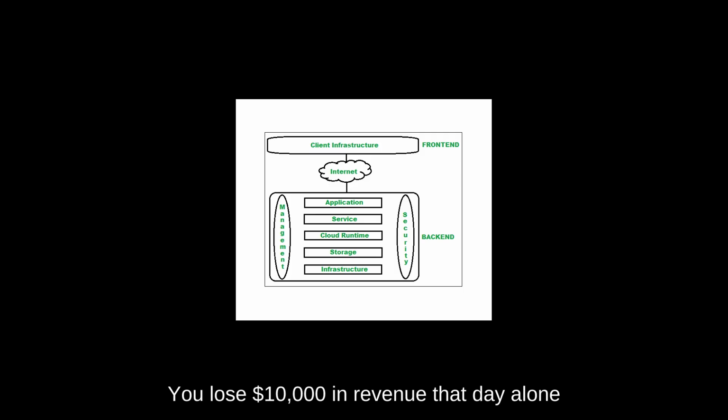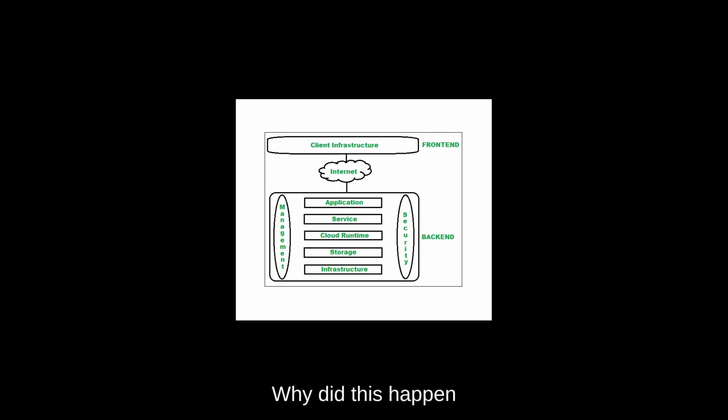Why did this happen? You didn't plan for scalability. The tutorial didn't explain how to handle sudden growth. QuickShop learned the hard way, and you can too.